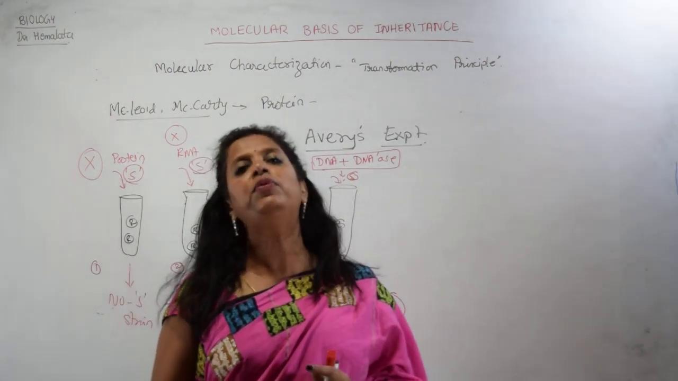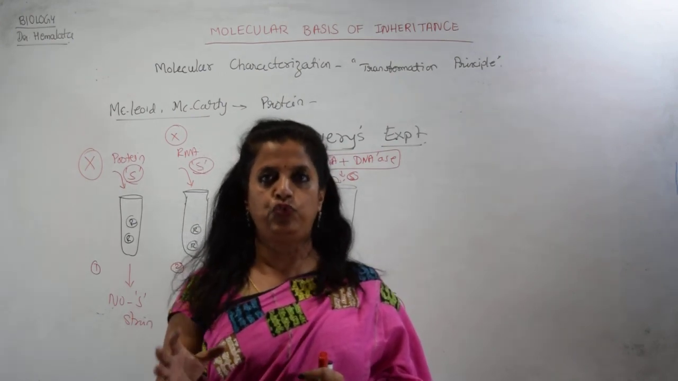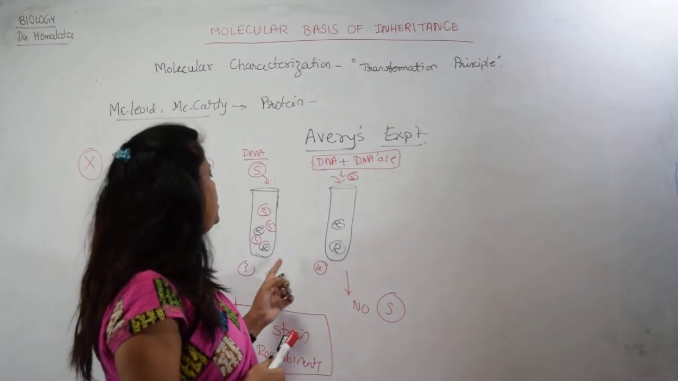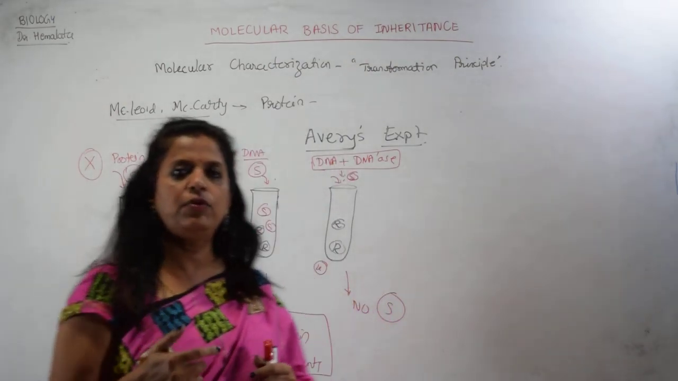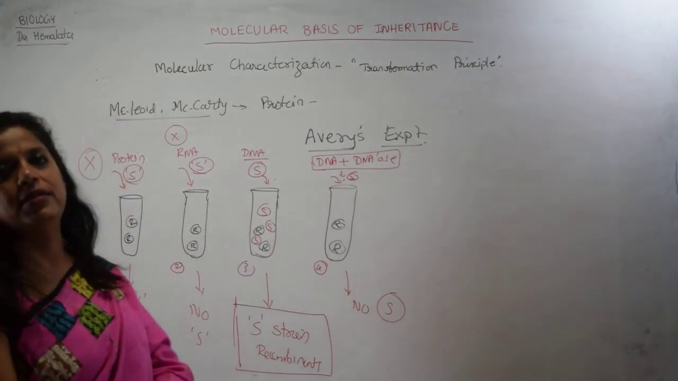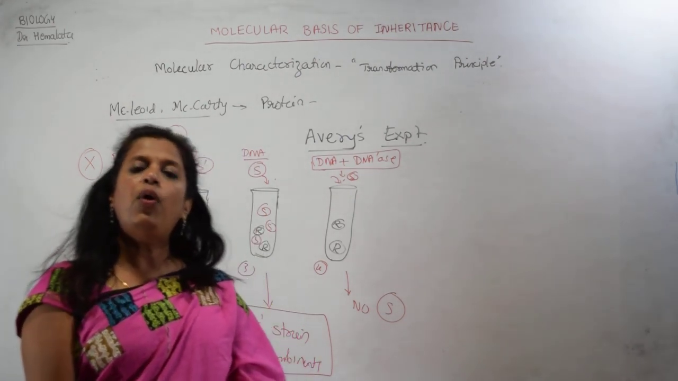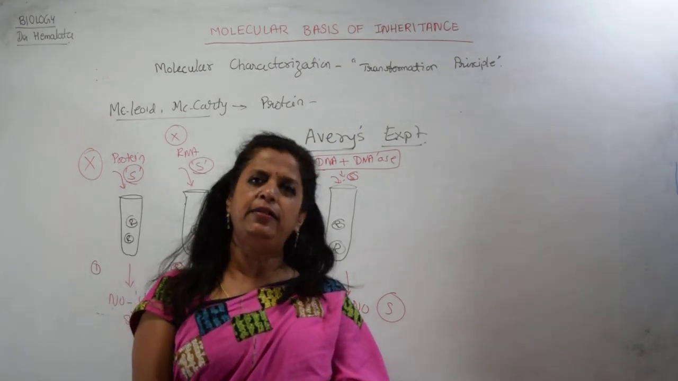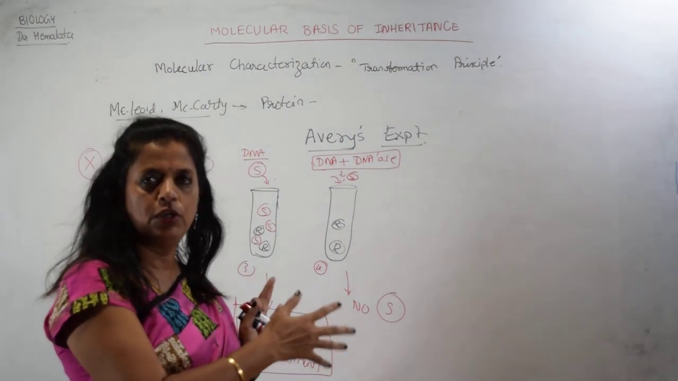To identify which one it is, every experiment was 100% useful. Because of this, they could conclude that the transformation principle, which Griffith left as a question mark, was answered by the scientist Avery as DNA. That is how one of the important discoveries happened, during almost 1933 to 44, when this was concluded.